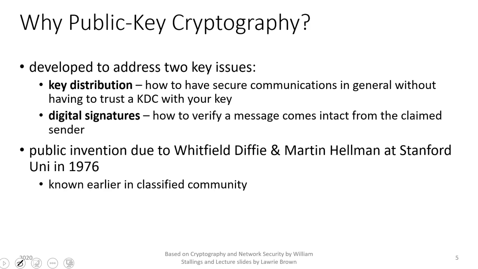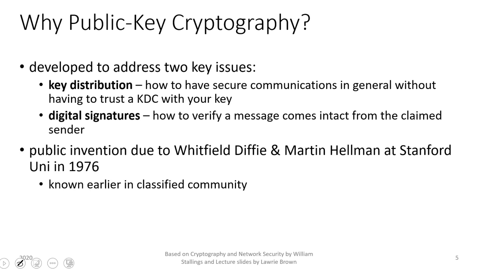When it comes to public key cryptography, it was designed or developed to address two main problems. One is called key distribution. So the problem with private key cryptography is, because both parties need to have the same private key to encrypt and decrypt, that key will have to be transmitted. That key will have to be distributed.